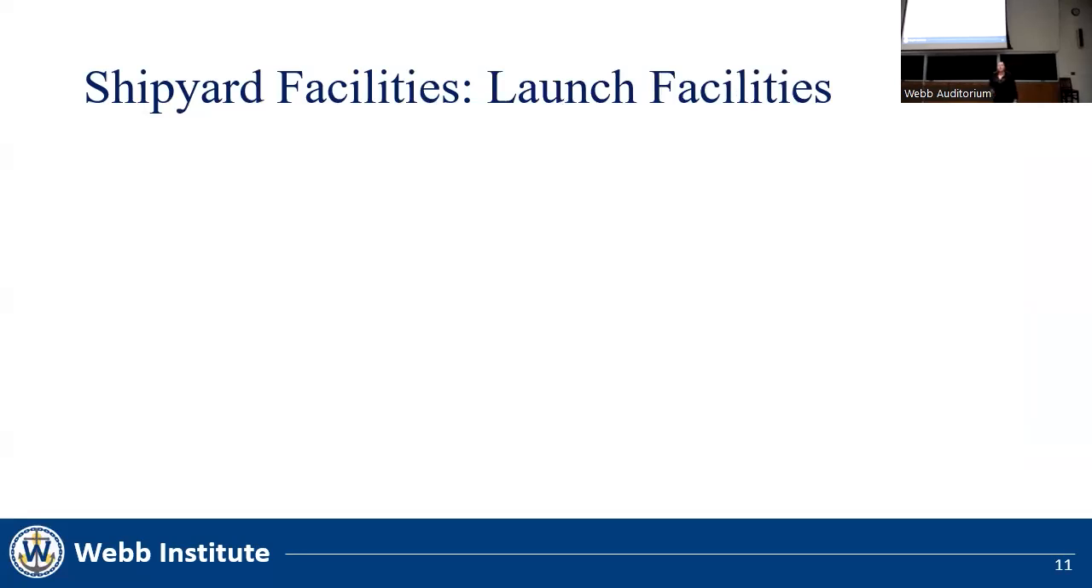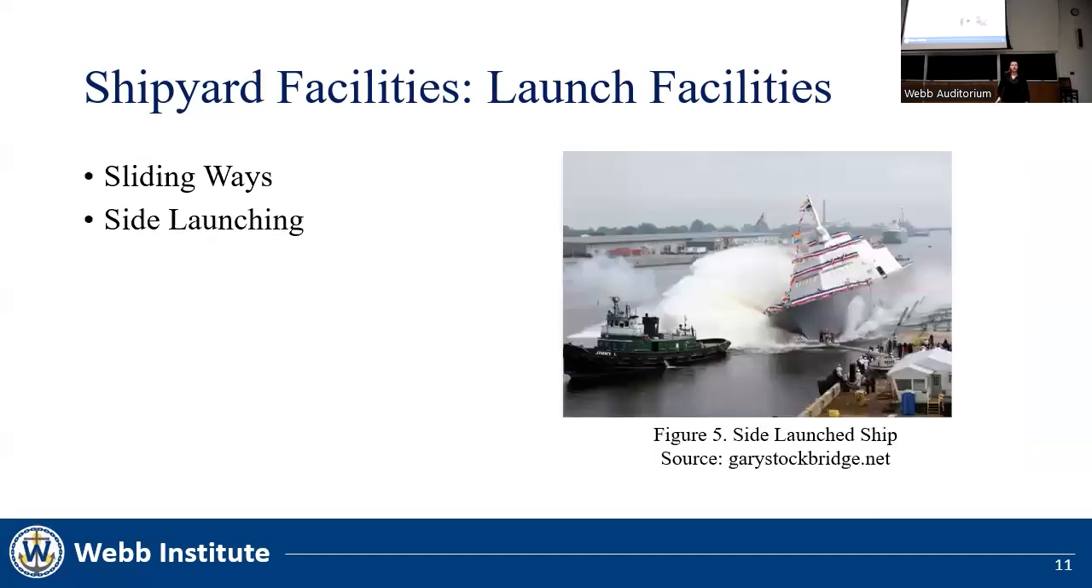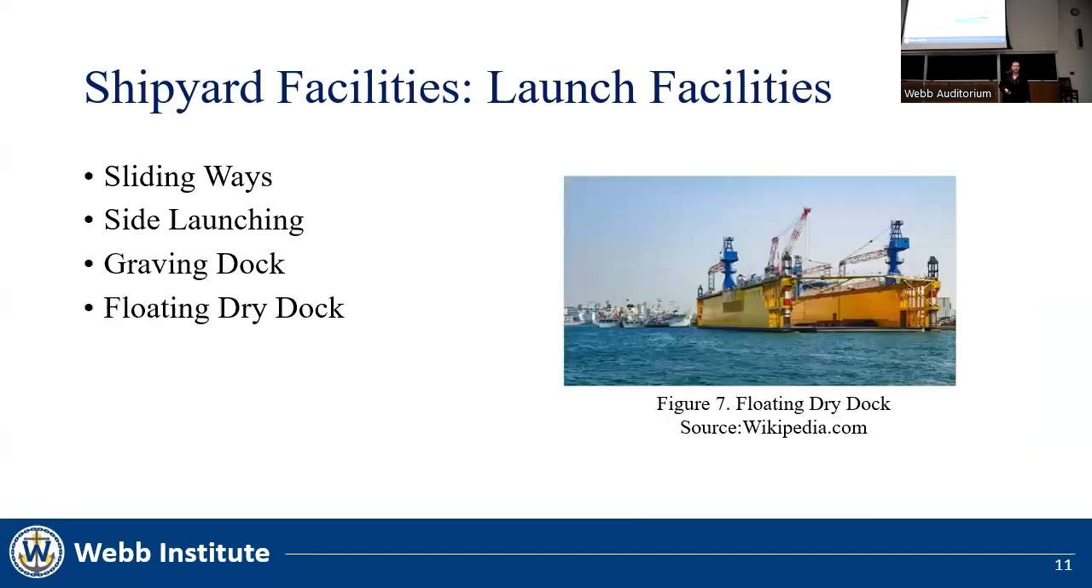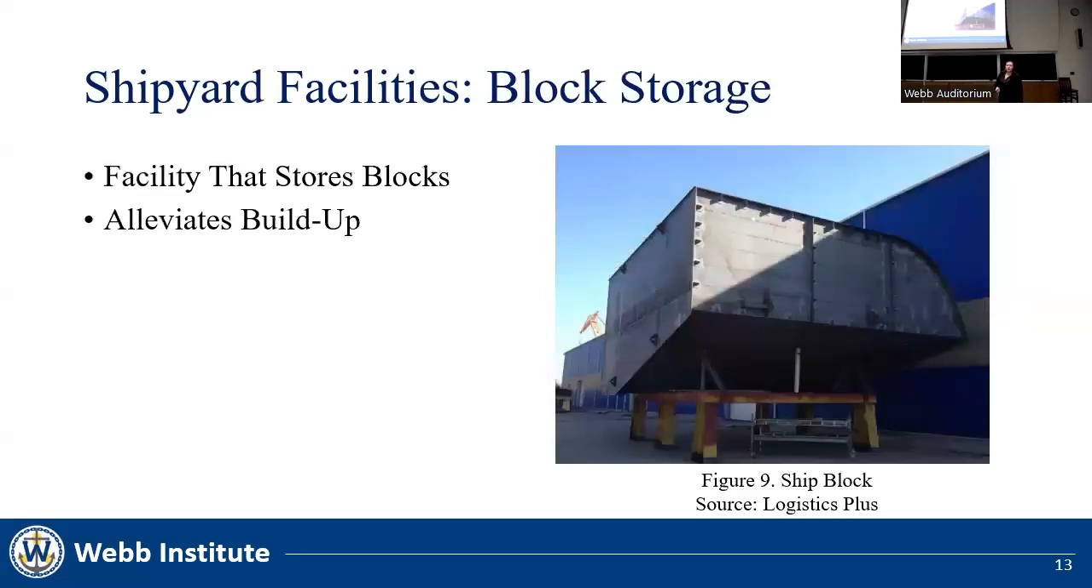Launch facilities take the ship from dry land and transfer it to the waterway. There are many different types, such as sliding ways, side launching facilities, graving docks, and floating dry docks. Once the ship has been launched, it is moved to the pier, which is considered the simplest facility because the ship is already supporting itself at that point. However, it still needs to be stable enough and accessible for both cranes and workers to complete the final outfitting before sea trials.